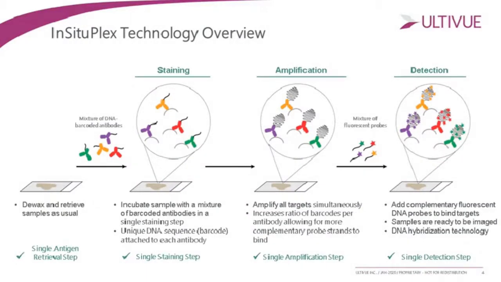So here there's an overview of the in situplex technology. We use primary antibodies that have been conjugated to a DNA barcode, and each antibody has its unique DNA barcode. This allows us to perform just a single antigen retrieval step, which also helps keep sample integrity. Next, we perform a single staining step that reduces the staining time and also eliminates the need for secondary antibodies, which are the main cause of non-specific binding and background signal.